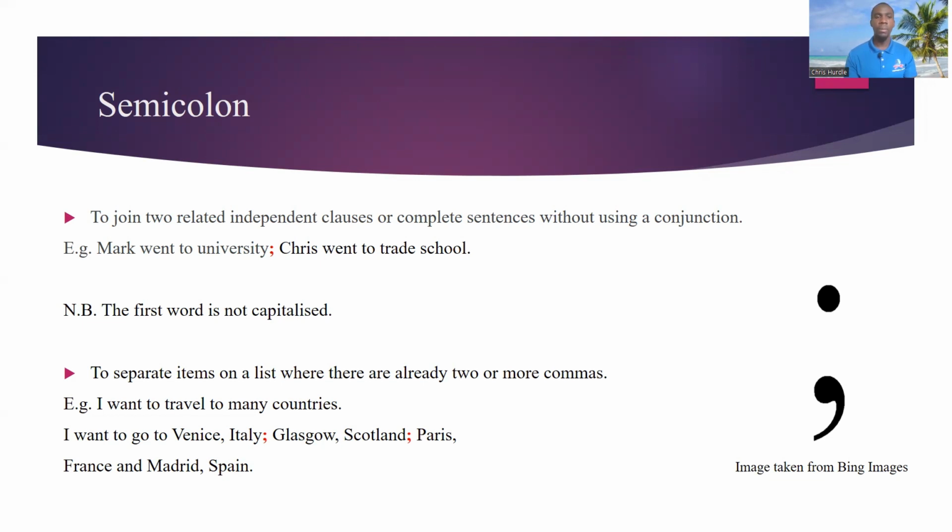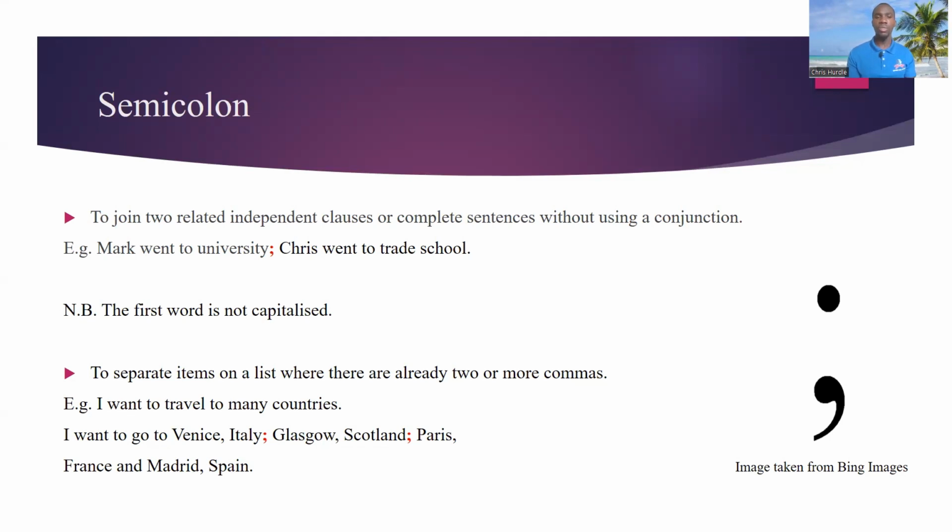For example, Mark went to university; Chris went to trade school. So the semicolon in this context is basically replacing a conjunction. Because I could say Mark went to university and Chris went to trade school. I could also say Mark went to university, but Chris went to trade school. So the semicolon replaces a conjunction.